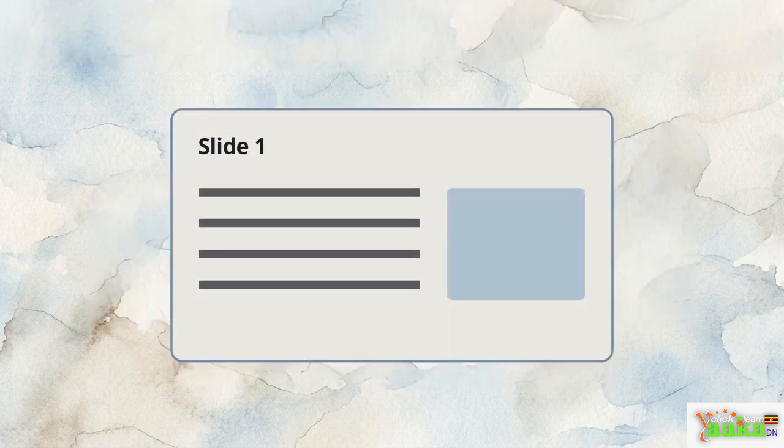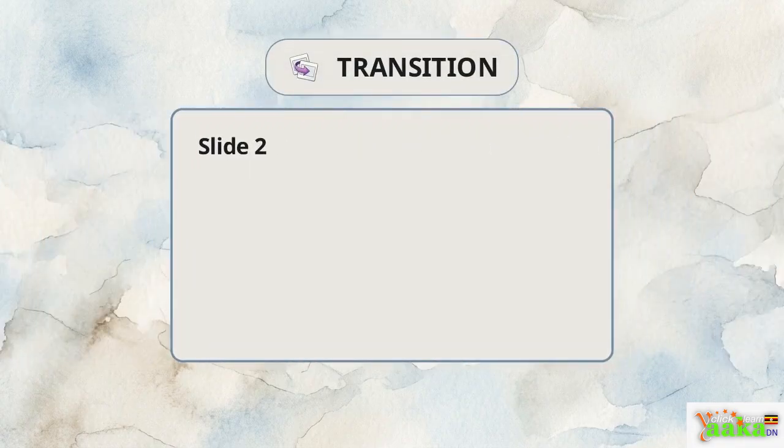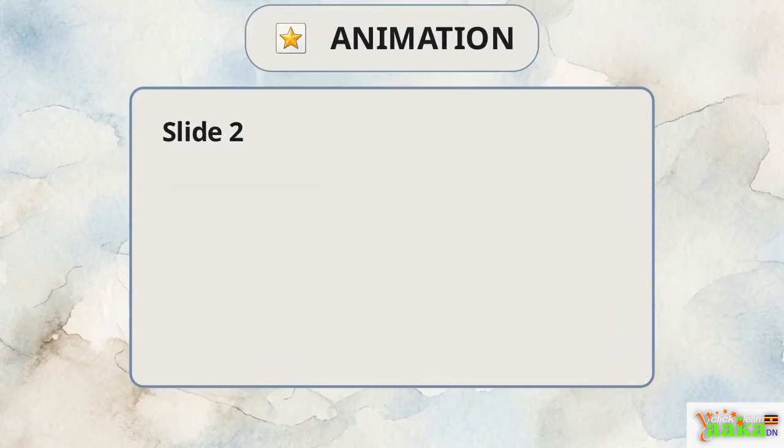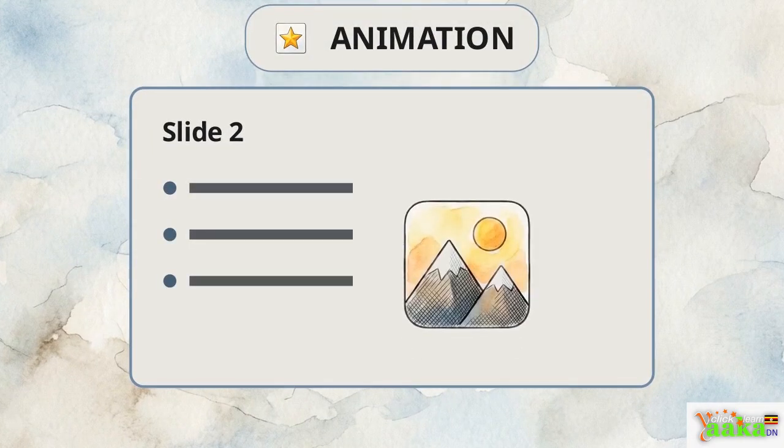When adding interactivity, distinguish between transitions and animations. A transition is the visual effect when moving from one complete slide to the next. An animation controls individual items inside a single slide, like pictures appearing while you speak.